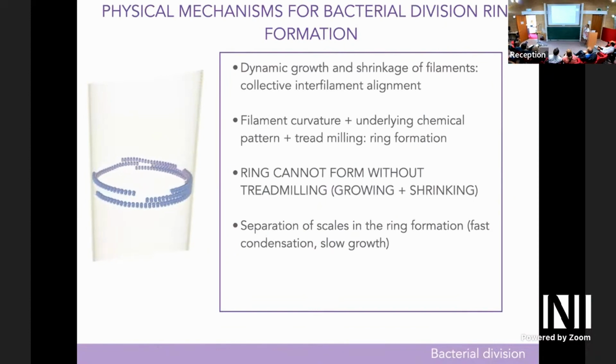So here I've shown you this dynamic growth and shrinkage, which might look like treadmilling, but it's not. It can drive collective filament alignment, and to get a ring, you need to couple it to curvature and chemical gradient. And the ring cannot form without treadmilling, because the filaments remain at a certain angle, they don't fuse around, and you get a jammed state. And then there is separation of scales: fast condensation due to the chemical gradient, and slow growth due to the selection against misaligned filaments.